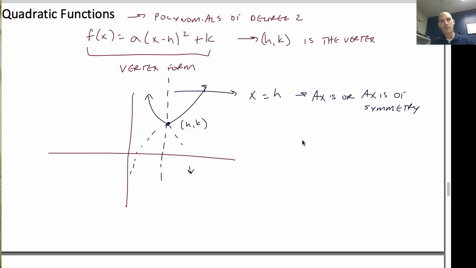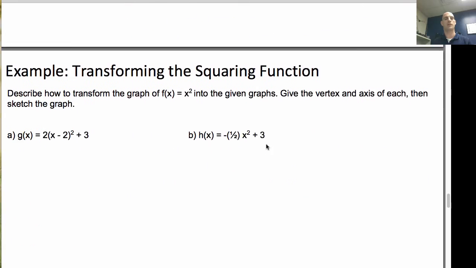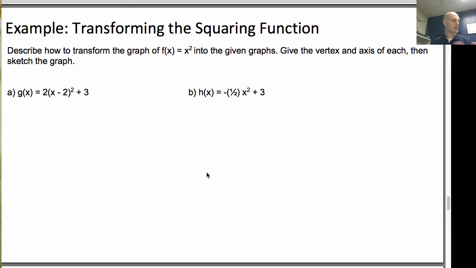And so everything that we are going to talk about now is with the goal of getting it into this vertex form. Okay, so we're going to do a couple of examples. We're going to transform the squaring function.